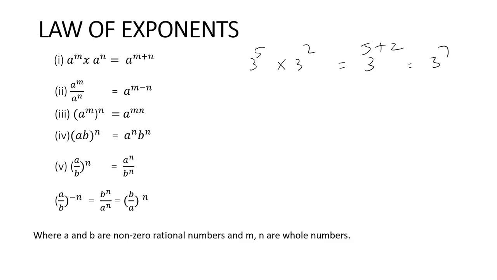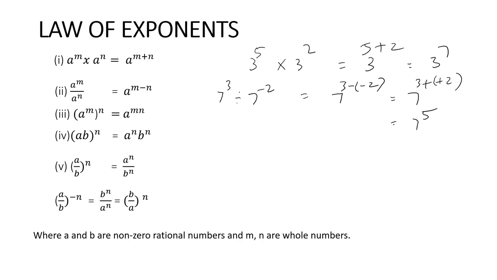Next one is a raised to m divided by a raised to n, and the result is a raised to m minus n. For example, suppose you have 7 raised to 3 divided by 7 raised to minus 2. So according to the result, it will be 7 raised to 3 minus minus 2. So it will become 7 raised to 3 plus 2. That is 7 raised to 5.